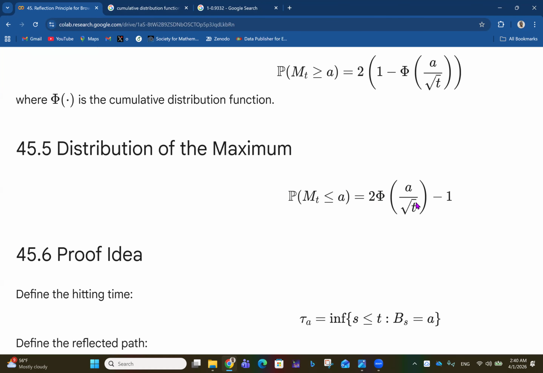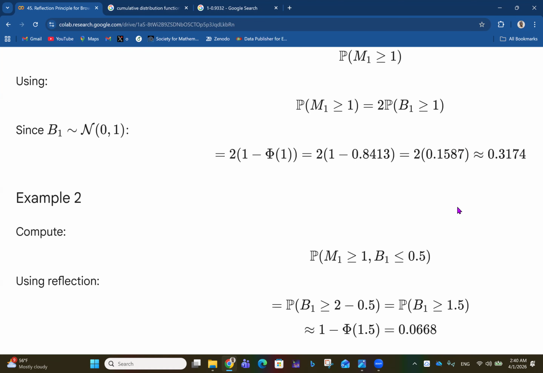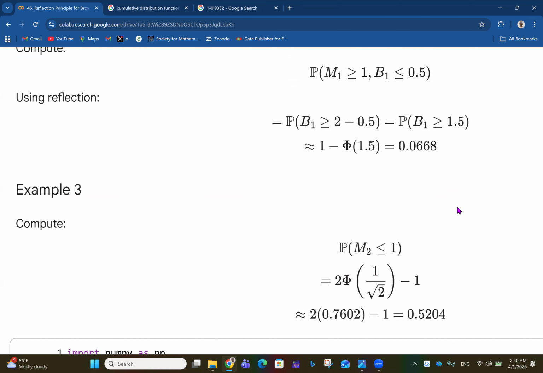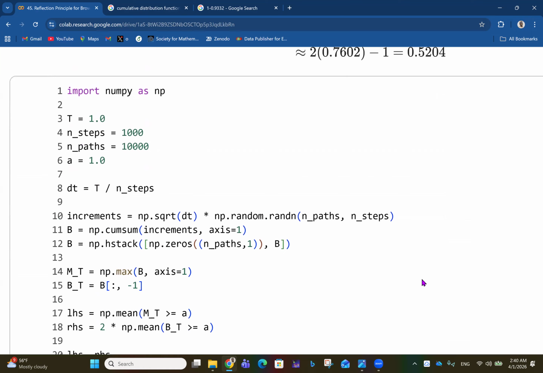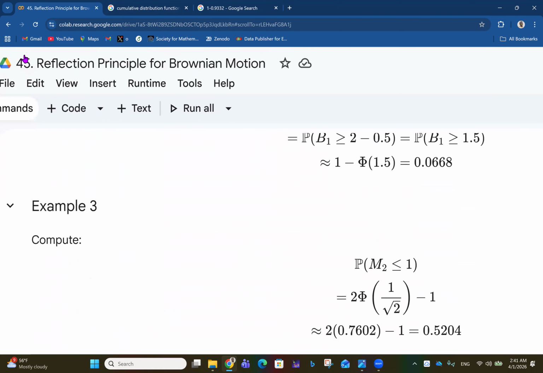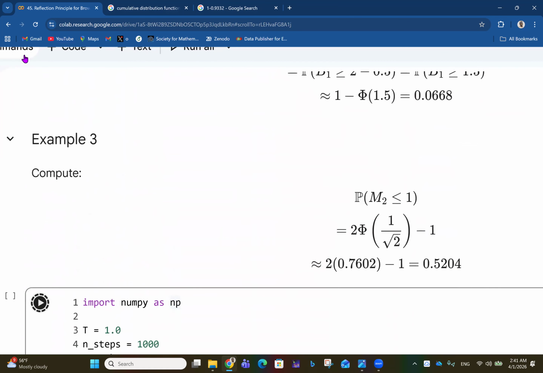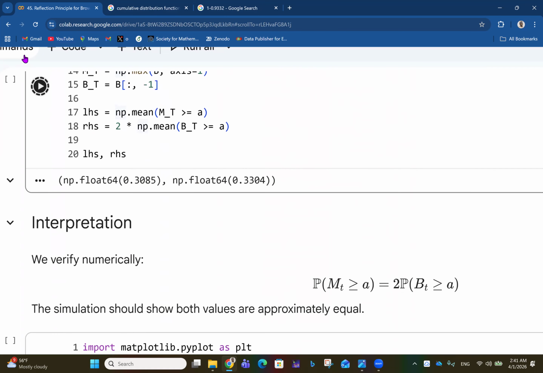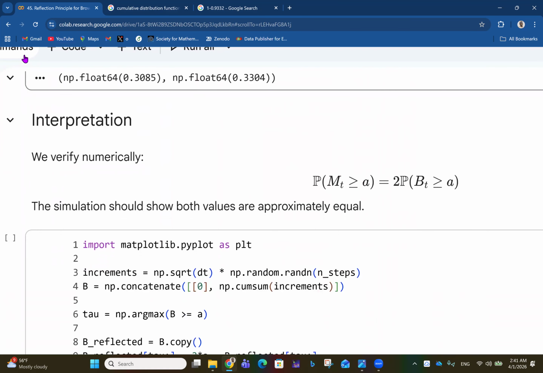2 phi a over root t minus 1. So in this case, our a is 1 and t is 2. So that's 2 phi a all over square root of t minus 1, and that's how we get that. So we can then, of course, simulate that. We get left hand side and right hand side, because we're talking about the reflection principle right here. But that's just ahead of what we are going to talk about.